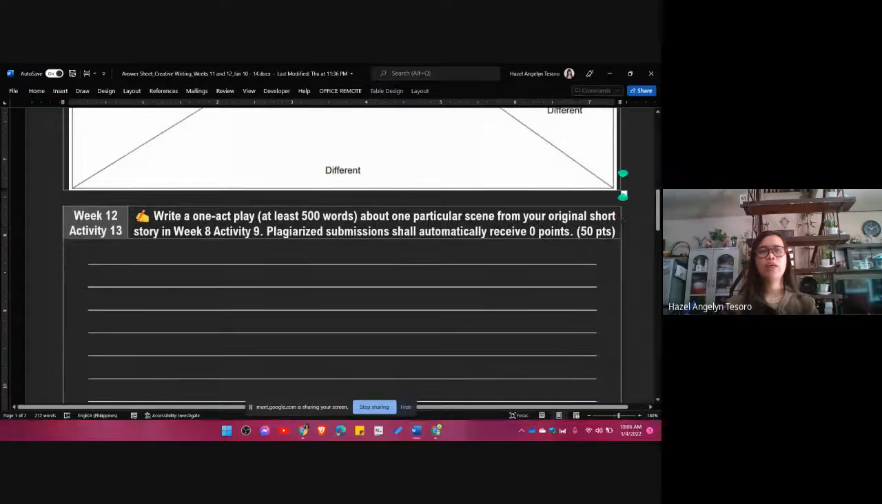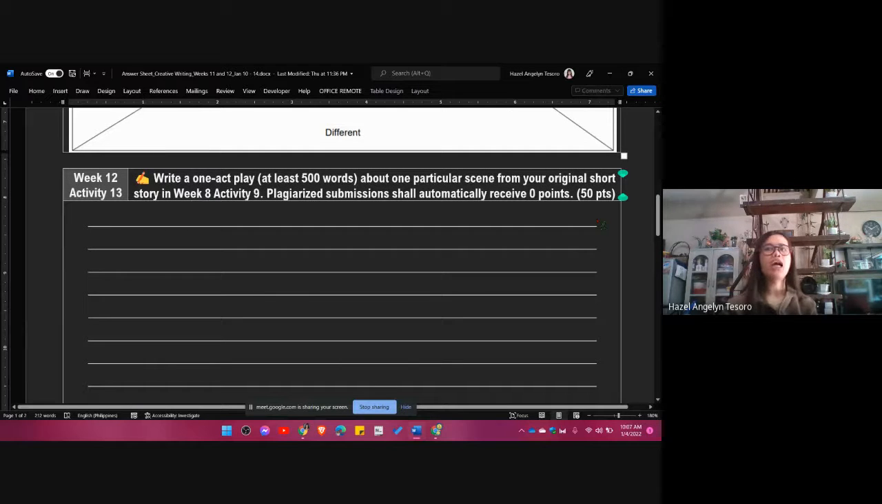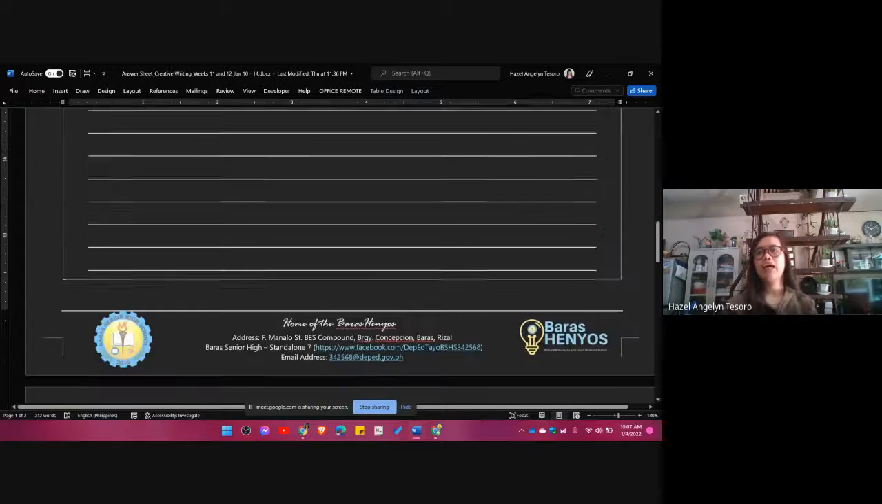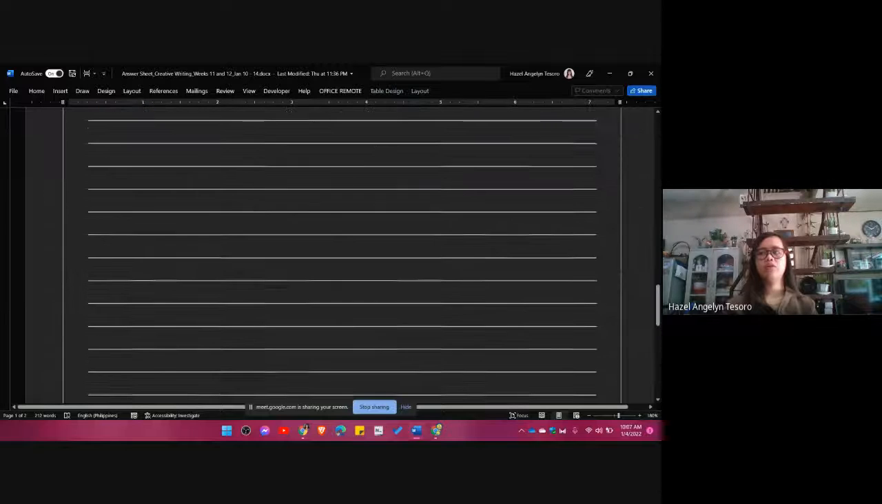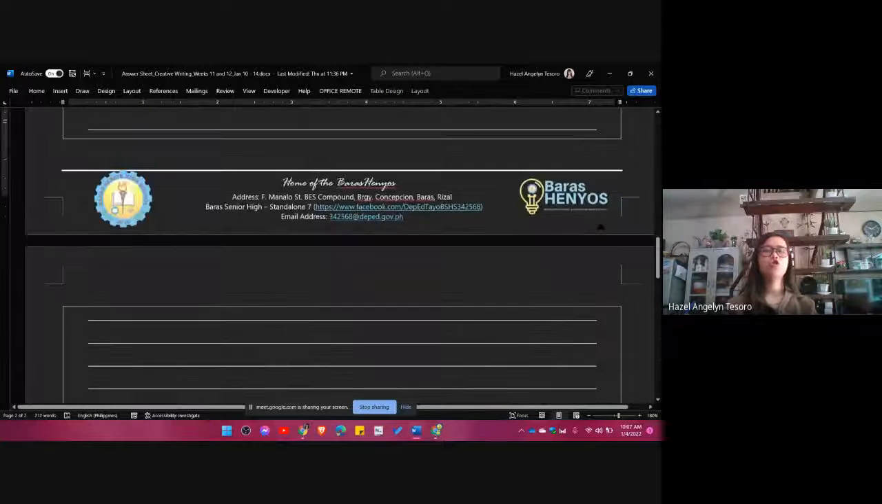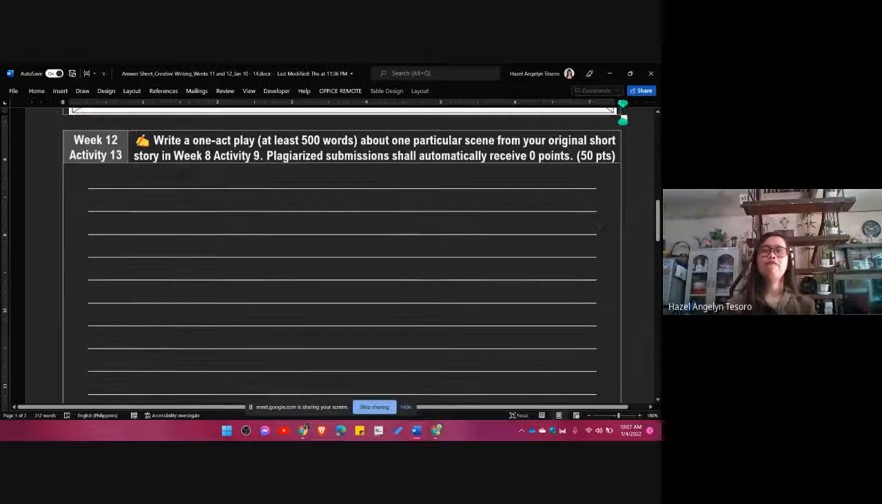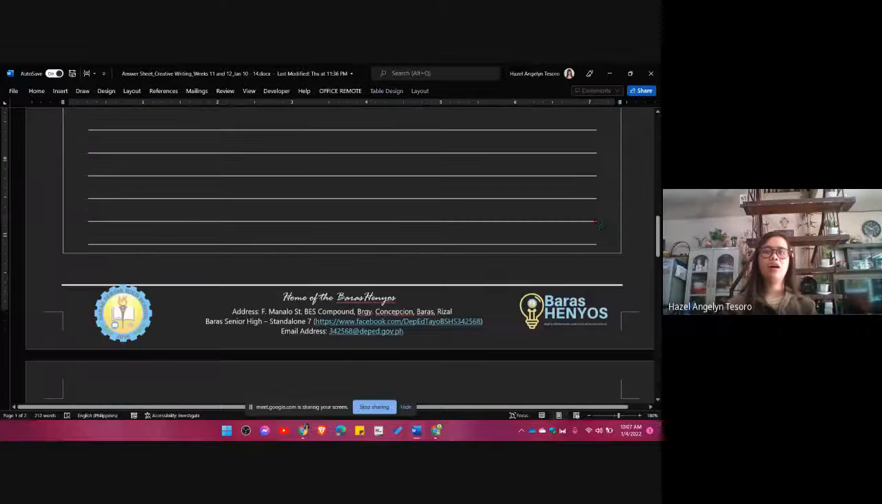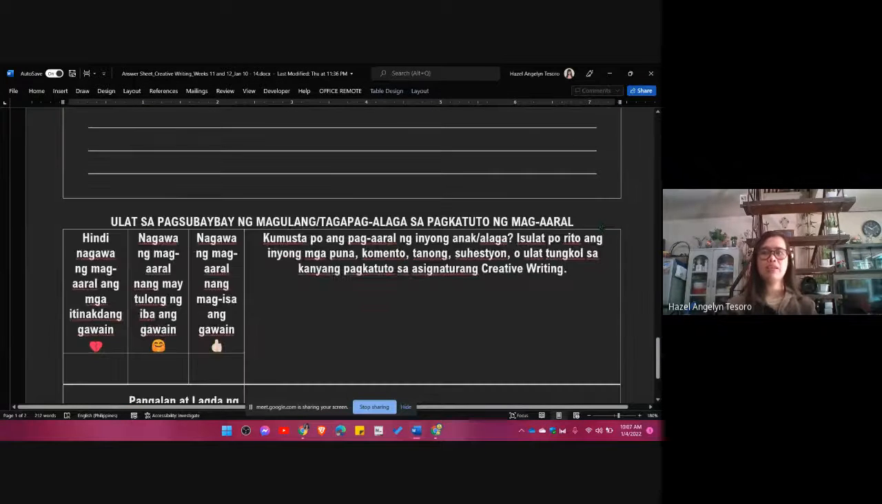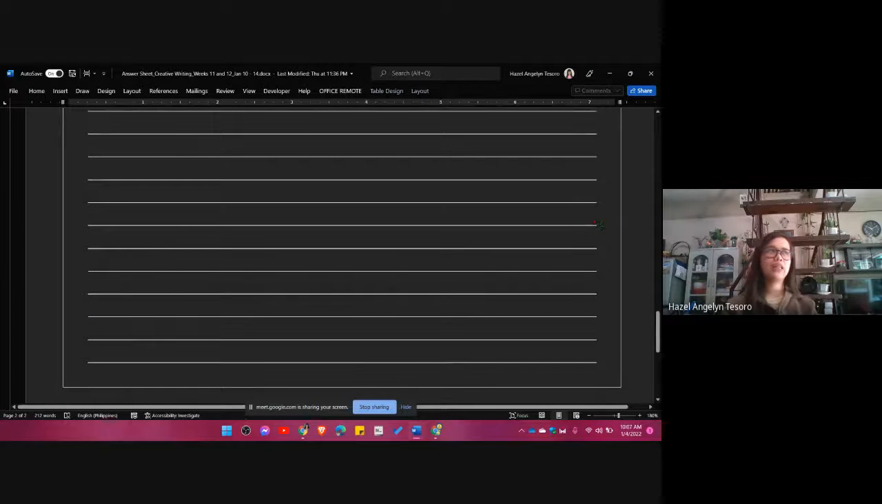So, for week 12, activity 13, your one-act play goes here. That's for 50 points, including the directions that you are to give the production team and the actors. So, if ever that you lack space here, I opted to print another activity sheet. So that's an extra sheet for you to write your output on.